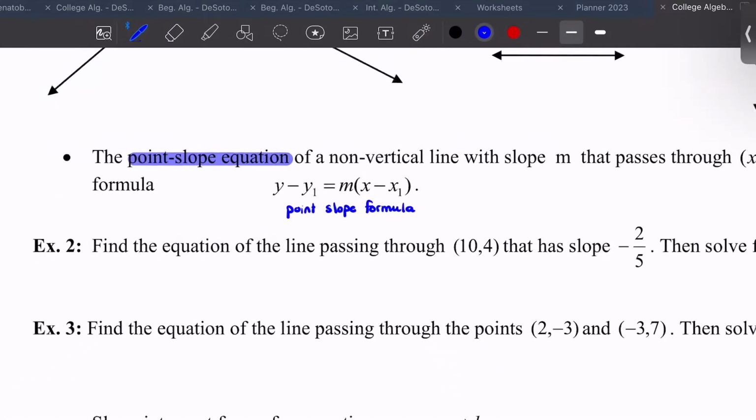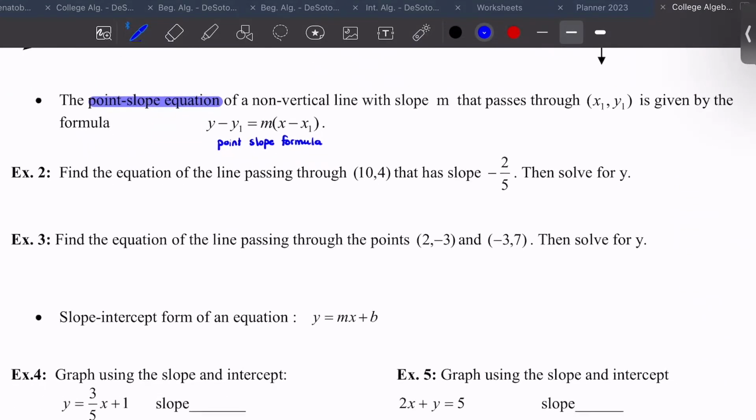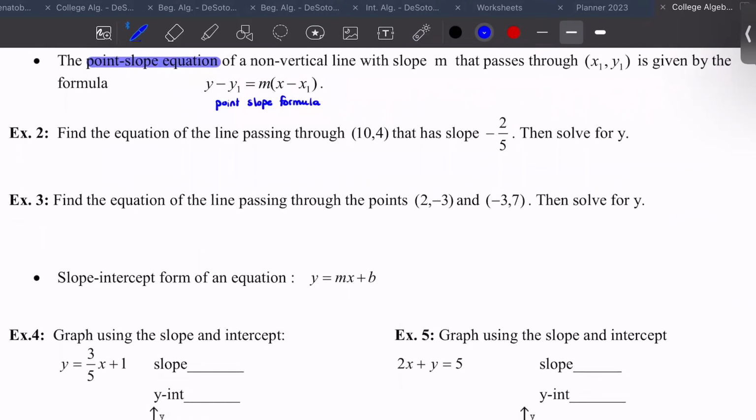And we are going to use that with these next few examples, okay? So this says find the equation of the line that passes through the point (10, 4) and has a slope of negative 2/5, then solve for y, okay? So here we're given a point and you're given slope, okay?